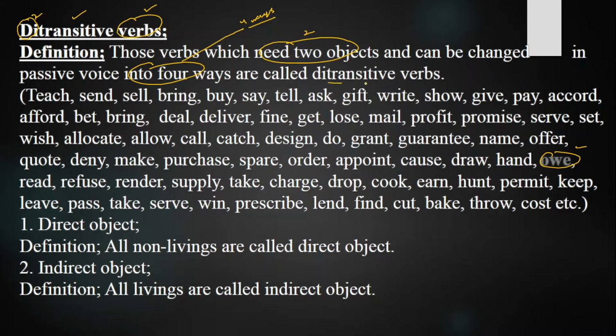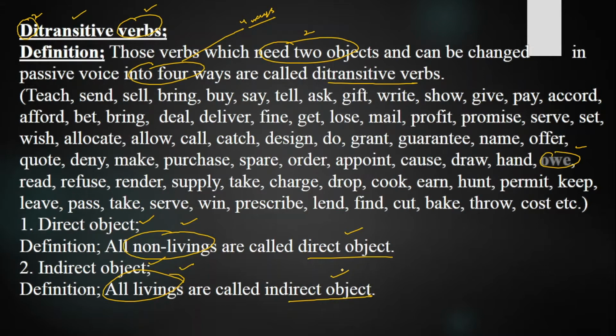Ditransitive verbs actually need two objects, one direct object and one indirect object. What is a direct object? Whatever non-living things we have are known as the direct object, and whatever living things we have are known as the indirect object. So non-livings are called direct objects and livings are called indirect objects.